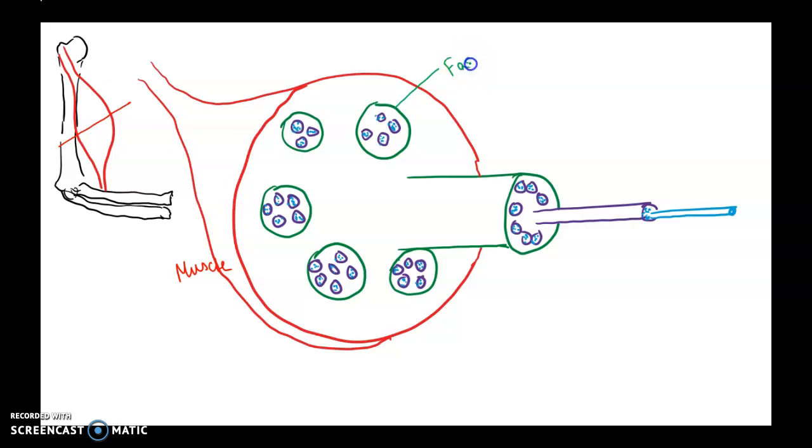Each is called a fascicle, right? So what do we see? We see a big muscle, and within the muscle we see numerous bundles called fascicles. If you pull out one fascicle and zoom in, you will see multiple rod-like structures, and these rod-like structures are called muscle fibers in purple.